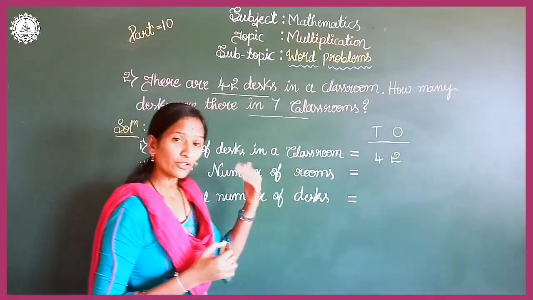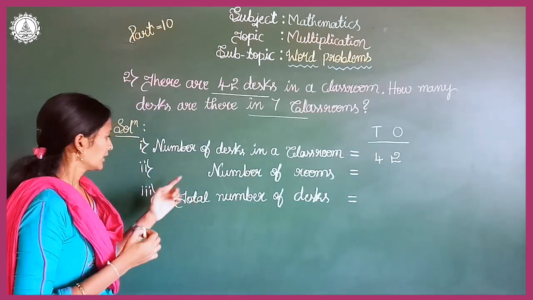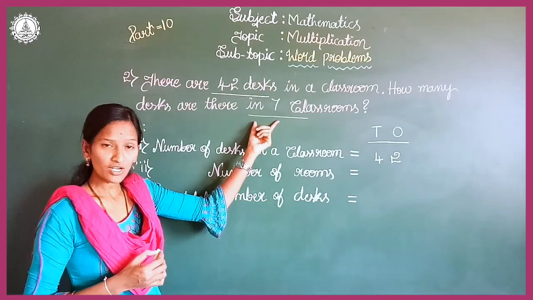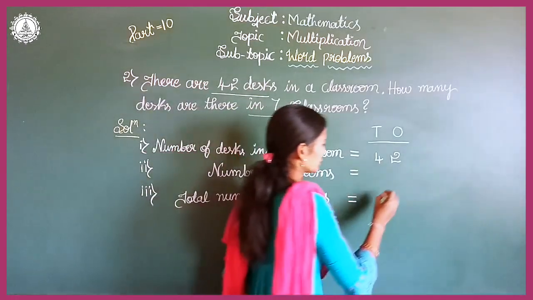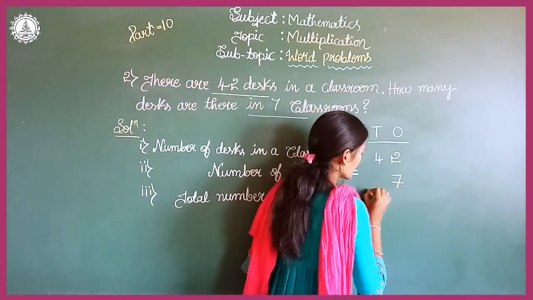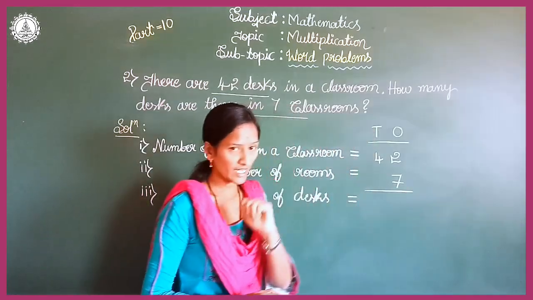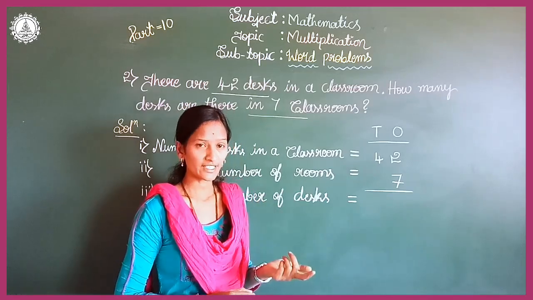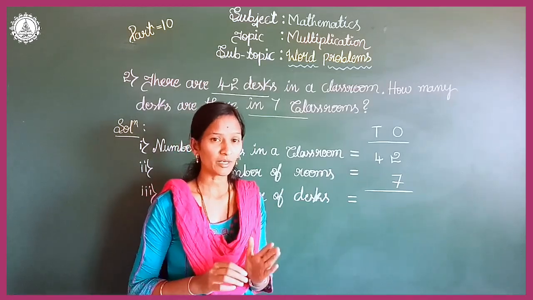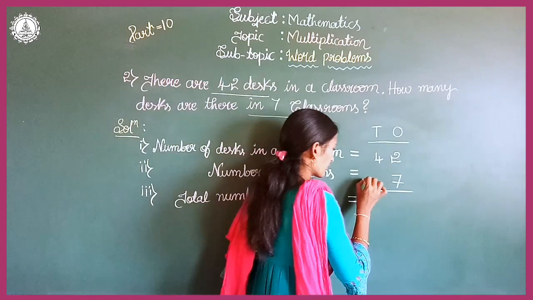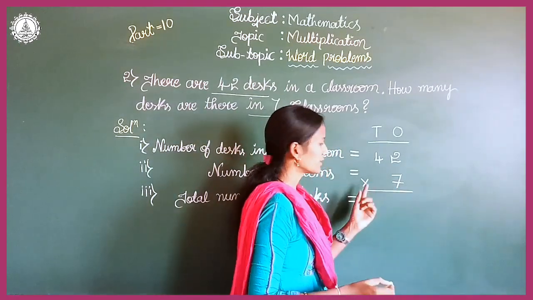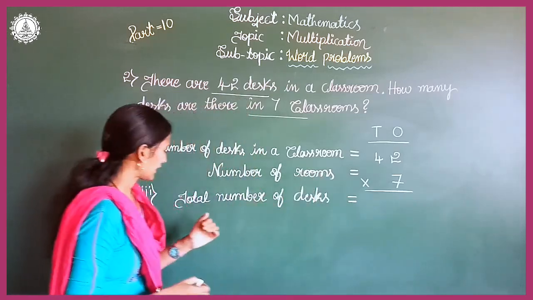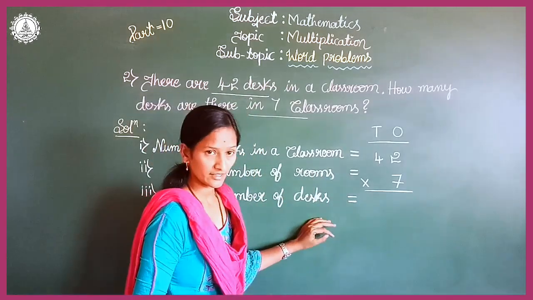Right? So what is our next statement? Number of rooms. So here the total number of classrooms are 7. So write down this 7 here because it is a single digit number. So I am writing in the ones column. The next, here we are using the multiplication symbol, right? So place this multiplication in front of the multiplier. So here you have to calculate the total number of desks, right?